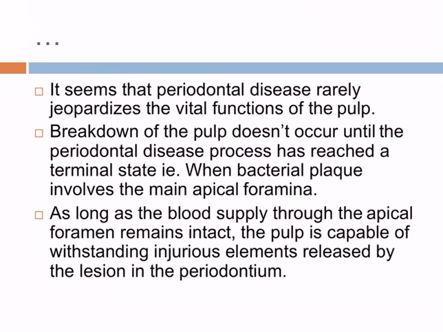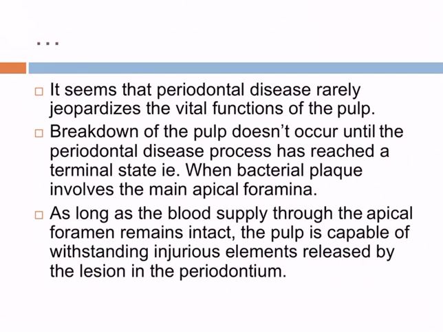Breakdown of the pulp does not occur until the periodontal disease process has reached a terminal state, that is, when bacterial plaque involves the main apical foramen. As long as the blood supply to the apical foramen remains intact, the pulp is capable of withstanding the injurious elements released by the lesion in the periodontium.